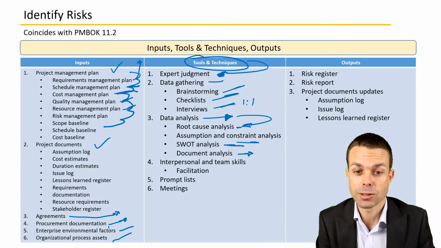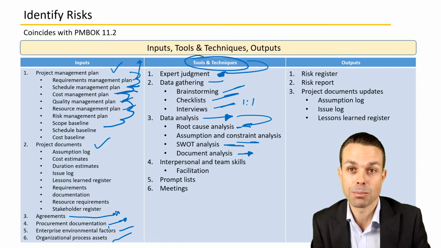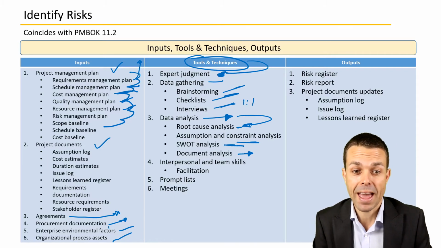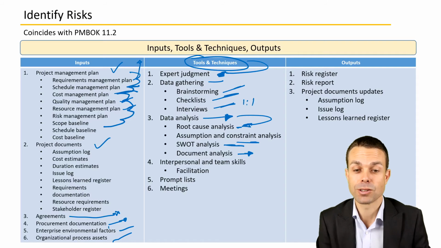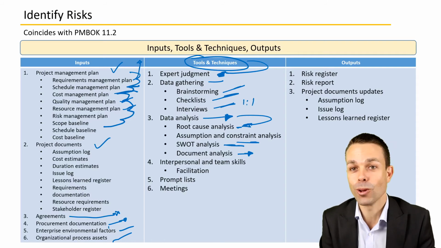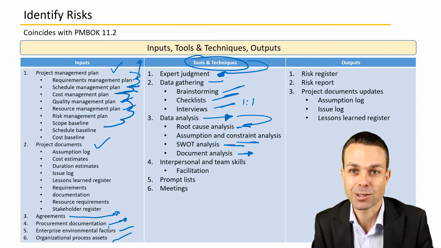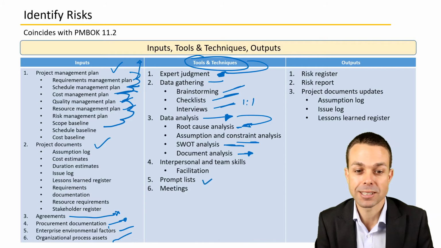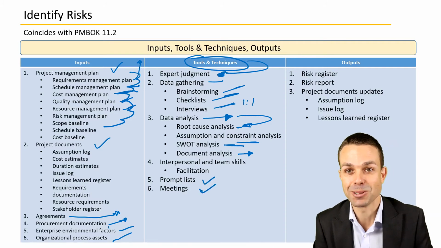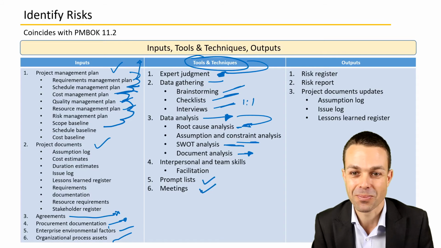And document analysis. So what are the documents that we've seen? The requirements that we've gathered so far, are they actually feasible? Do they have any risks embedded in them naturally? And interpersonal and team skills to help facilitate all of that information and extract that information from our stakeholders. Prompt lists and meetings as usual to tie it all together.